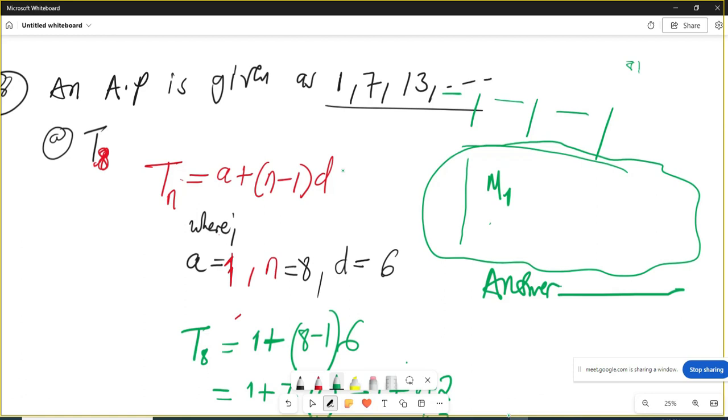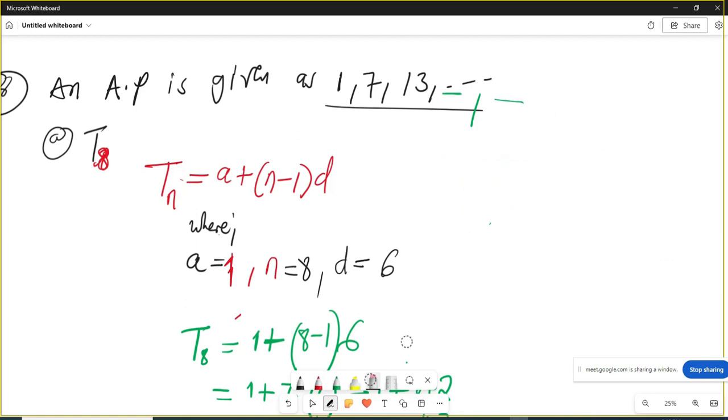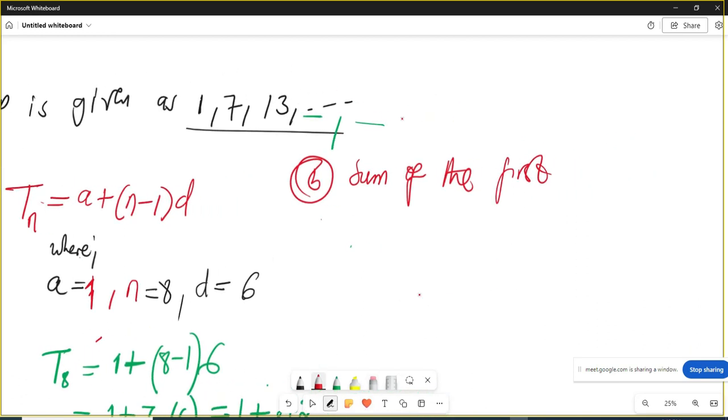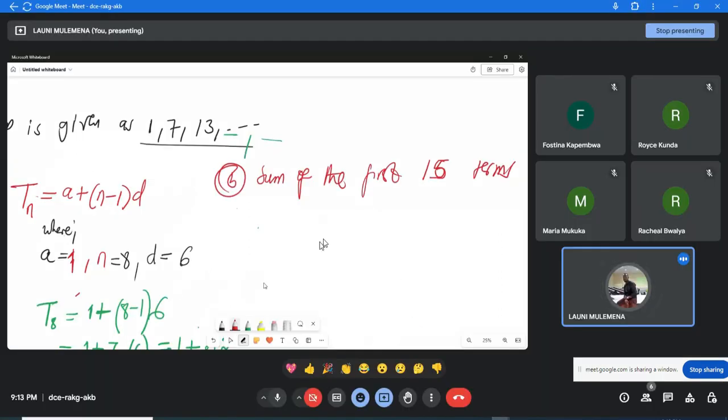Okay, so we go to B. B is saying we find the sum. Let me erase this. We need to appreciate the meaning of the sum. Let me write B. B is saying the sum of the first 15th term. I'll write 15 as a number, but it has been written in letter form. Sum of the first 15th term. So this one also, we need to appreciate the formula for the sum of AP.